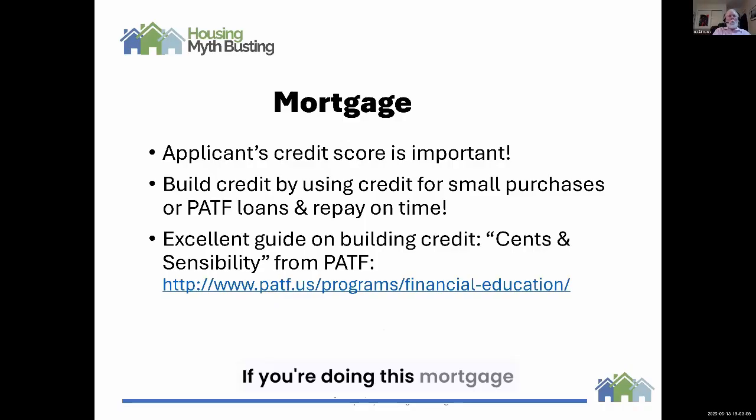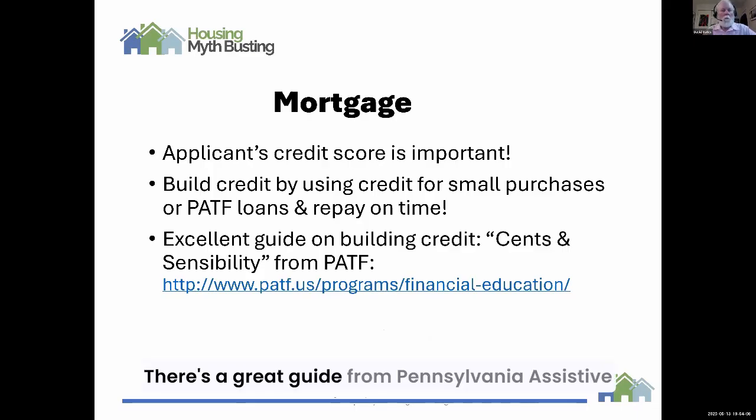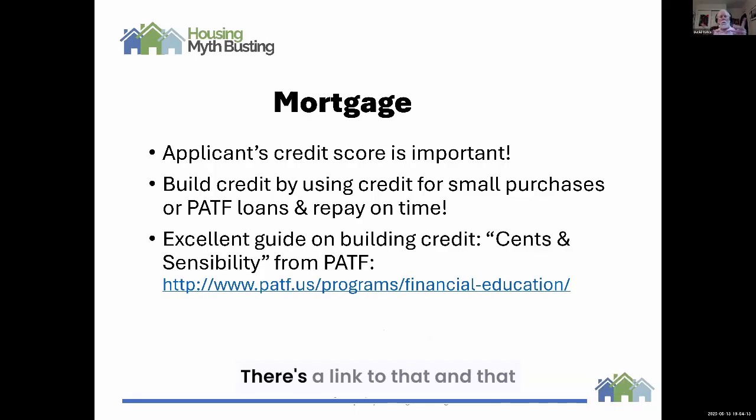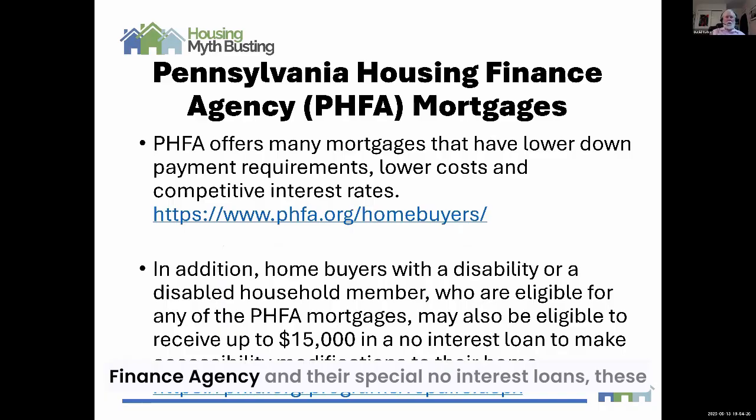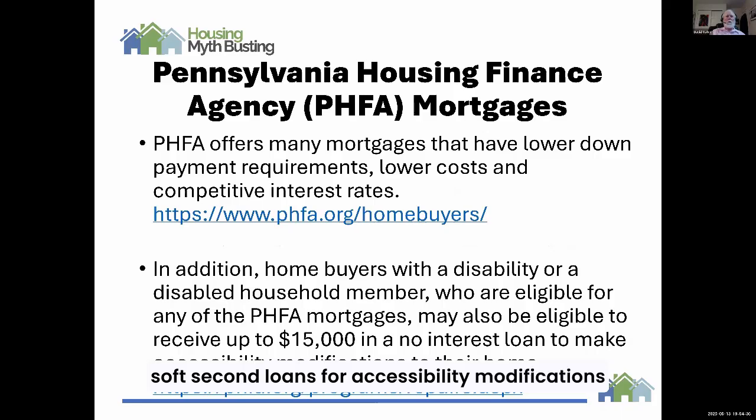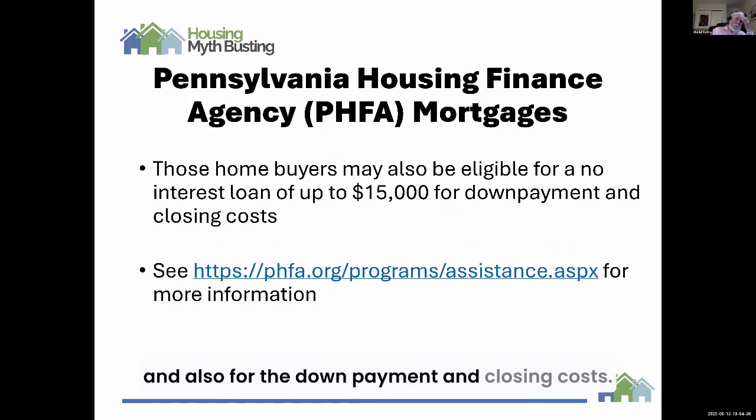If you're doing this mortgage, again, I've talked about PHFA. The applicant's credit score is very important. There's a great guide from Pennsylvania Assistive Technology Foundation called Sense and Sensibility. There's a link to that, and that really goes through building credit. I talked before about the Pennsylvania Housing Finance Agency and their special no interest loans, these soft second loans for accessibility modifications and also for the down payment and closing costs.